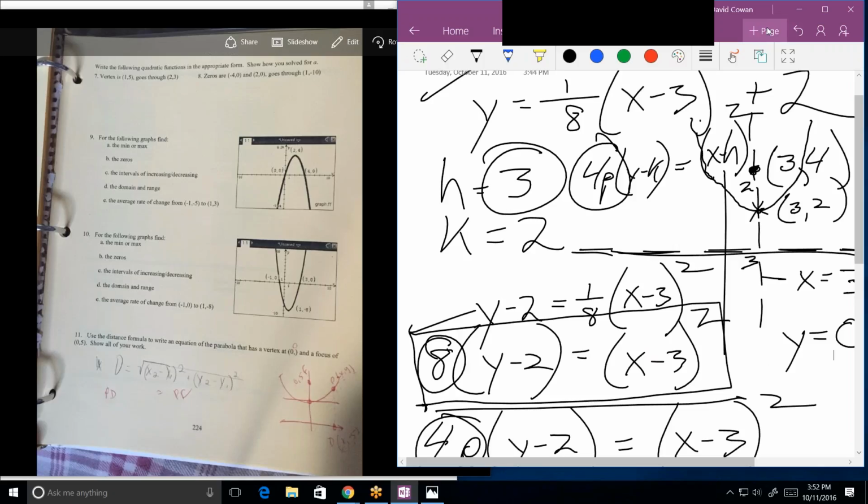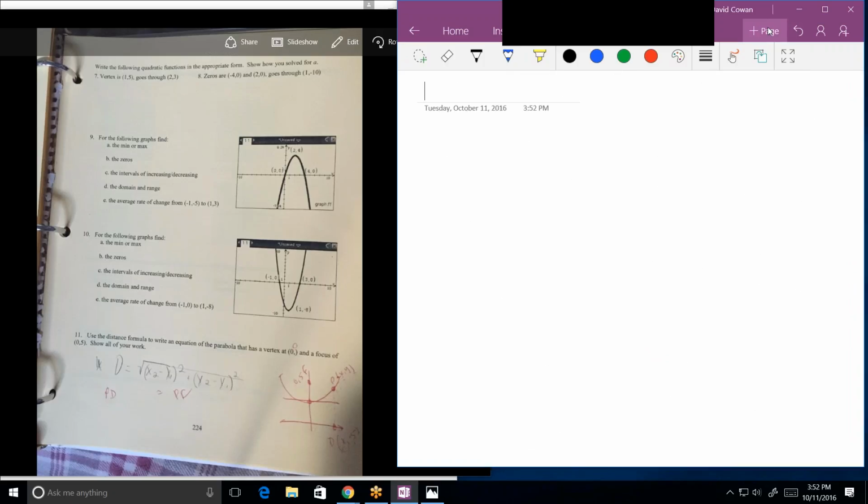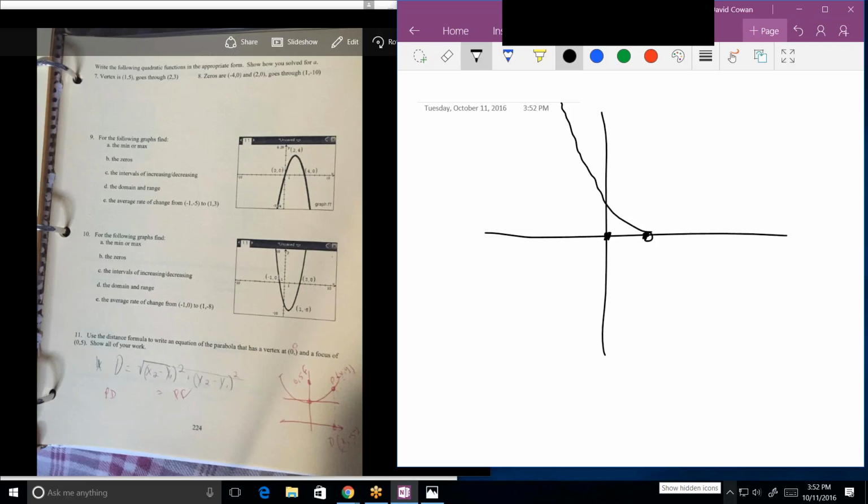Wouldn't be a session if we didn't do a hard one, huh? So the vertex is somewhere along the x-axis. We don't know where. I'm going to assume it's over here, just because we don't know that it's on the x-axis. The focus is at 0, 5.